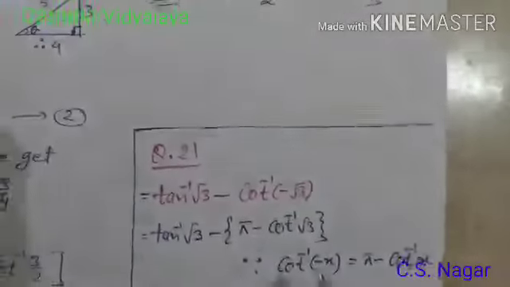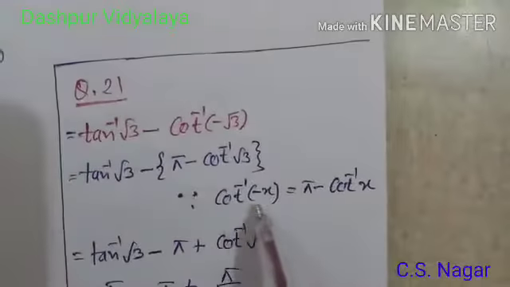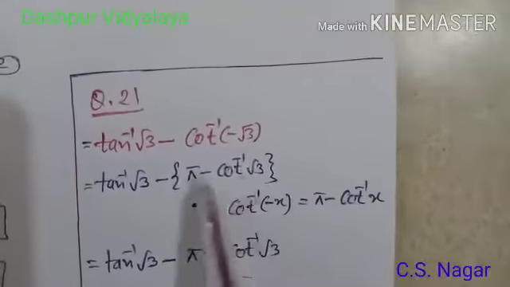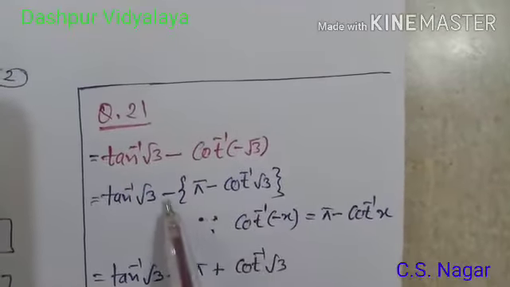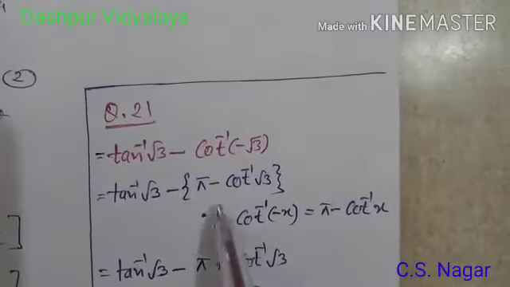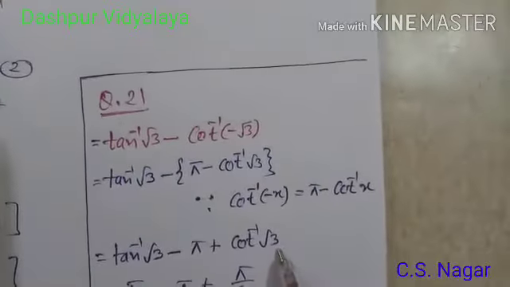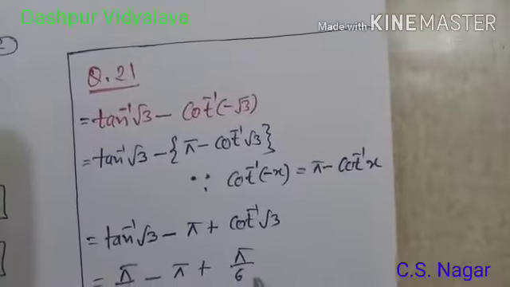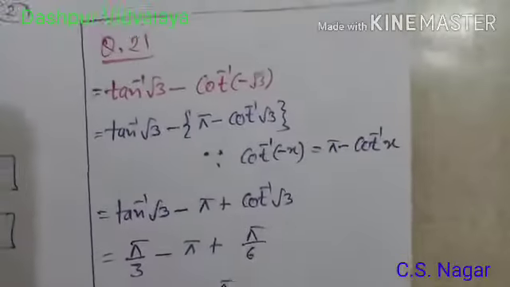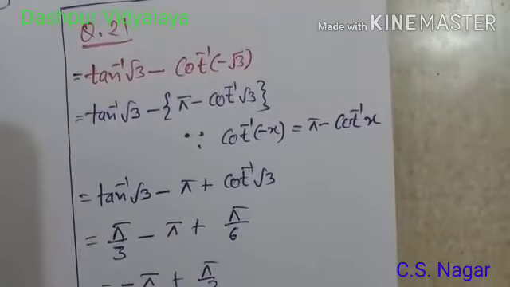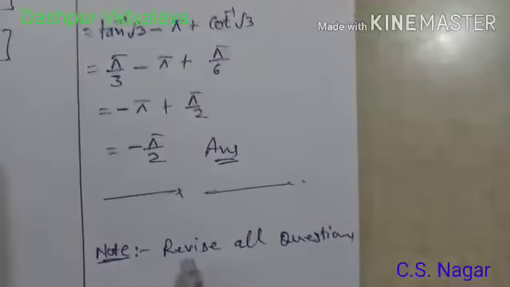And the last question of this exercise, tan inverse root 3 minus cot inverse minus root 3. Since cot inverse of minus x is pi minus cot inverse x, in place of cot inverse minus root 3, write pi minus cot inverse root 3. Open the bracket, so minus, and this is minus minus plus cot inverse root 3. Tan inverse root 3 is 60 degrees, and cot inverse root 3 is 30 degrees. Minus pi as it is, 60 and 30 is 90, which means pi by 2, and minus pi plus pi by 2 is minus pi by 2. Okay, thank you. Revise all the questions.